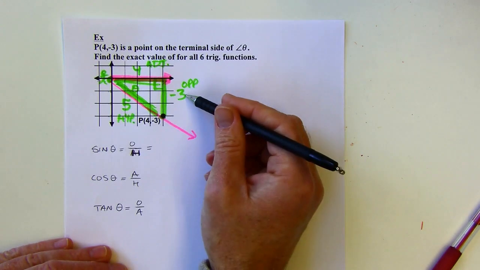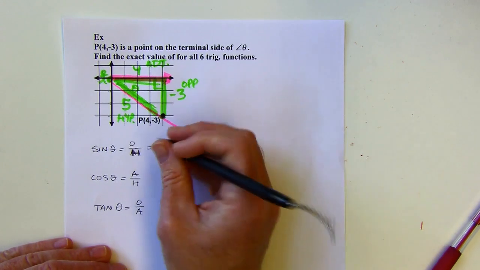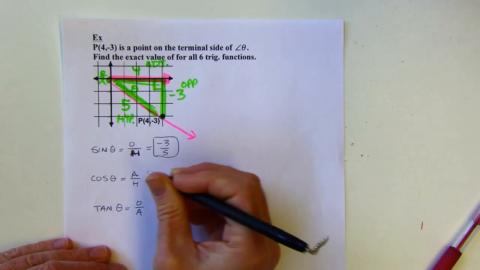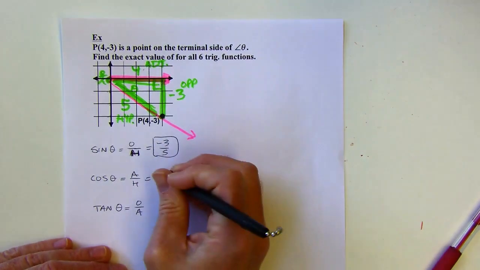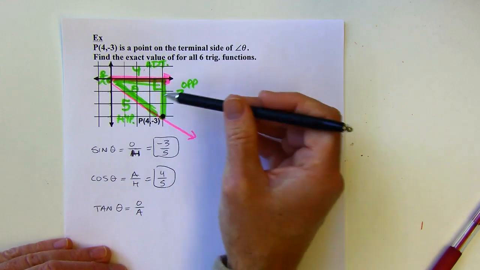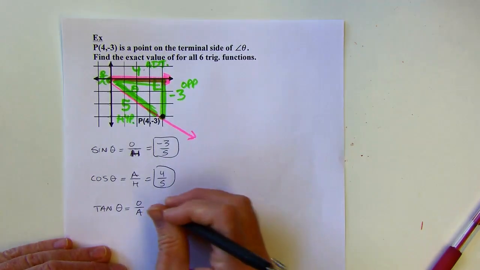Opposite, -3 over 5. That one's already reduced. Good to go. 4 over 5 for cosine. And tangent would be -3 over 4.